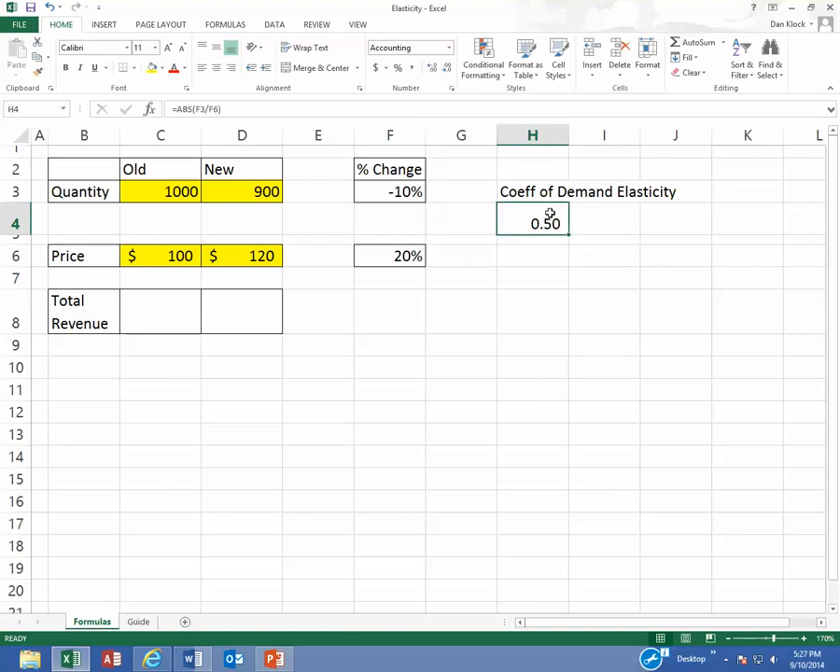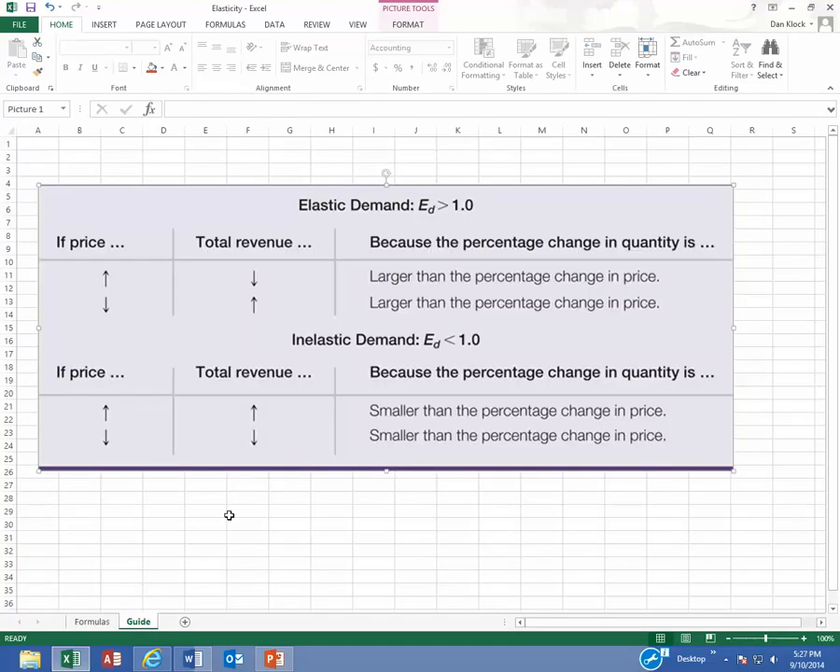You don't have to if you don't want to. There's my coefficient of demand, so 0.5. Notice I got another sheet here, the guide sheet. It has that picture from the PowerPoint presentation. So here we have this second one. It's inelastic demand. The elasticity of demand is less than 1. So if I raise my prices, total revenue should go up.